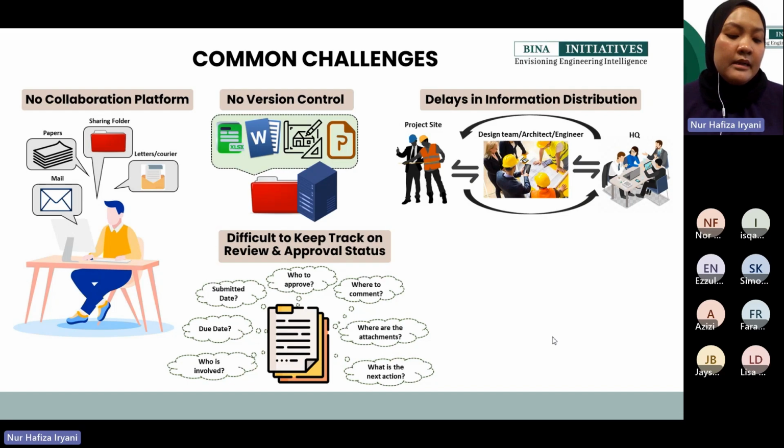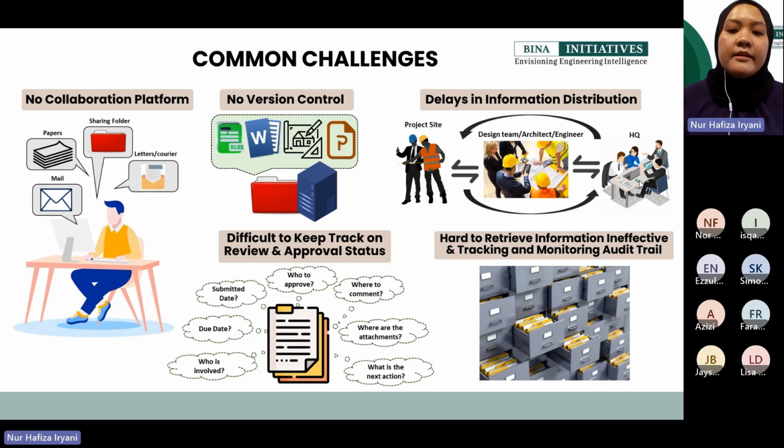And sometimes, I believe we still use courier services. But it's still express, because you're using the dispatch boy: send this to this company, this company, this company. Yes, it's still express, but it still lacks speed compared to online. You just log into the EDMS, or any system, and then you just view, comment, and send, compared to the courier. Then there is ineffective information retrieval, and tracking and monitoring of the audit trail.